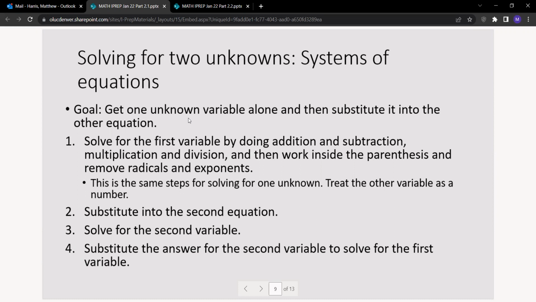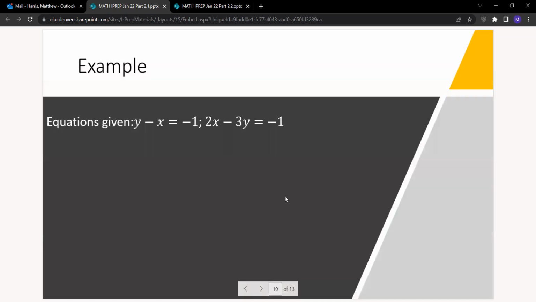So now this is where it gets a little bit different. We have to treat this other variable as a number. So we substitute that into the second equation, and then we solve for the second variable, and then we substitute the answer for the second variable into our original equation for the first variable. And I know this can sound really confusing, especially because we're not really looking at an equation, but let's go ahead and see what this looks like.